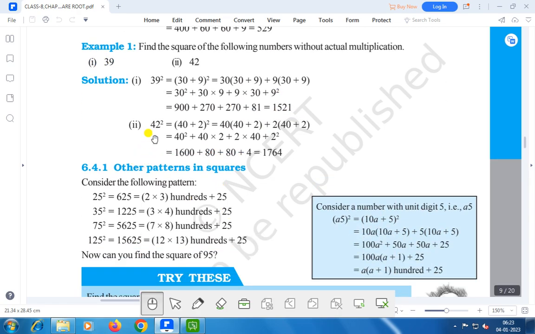Or it can be written as 42 square is equal to 40 plus 2 whole square, that is 40 into 40 plus 2 plus 2 into 40 plus 2, or 40 square plus 40 into 2 plus 2 into 40 plus 2 square, or 1600 plus 80 plus 80 plus 4, that is 1764.